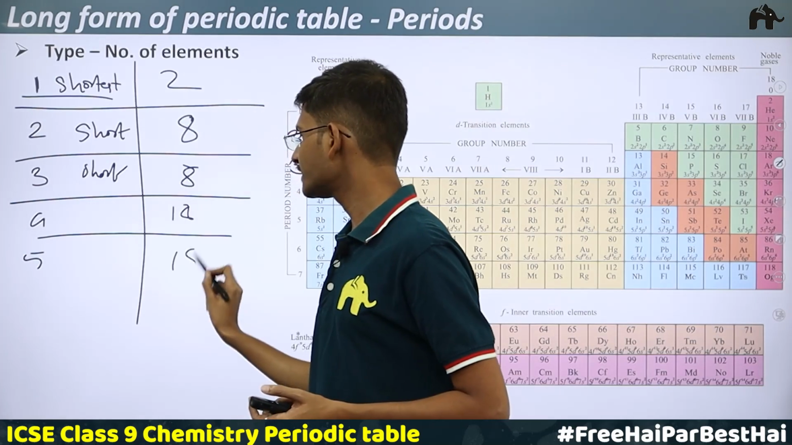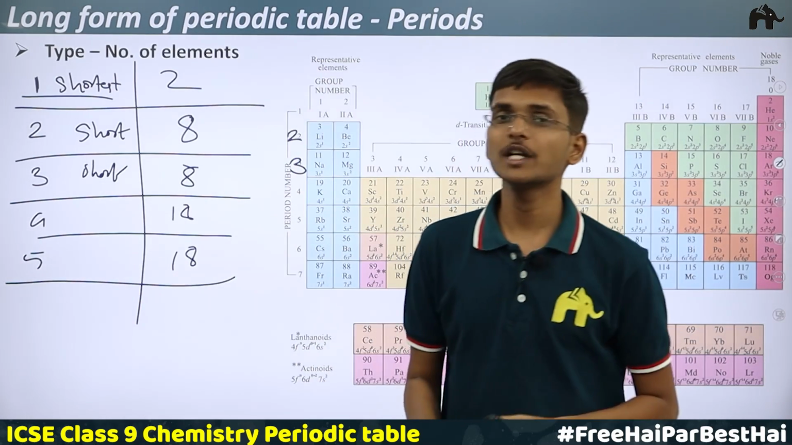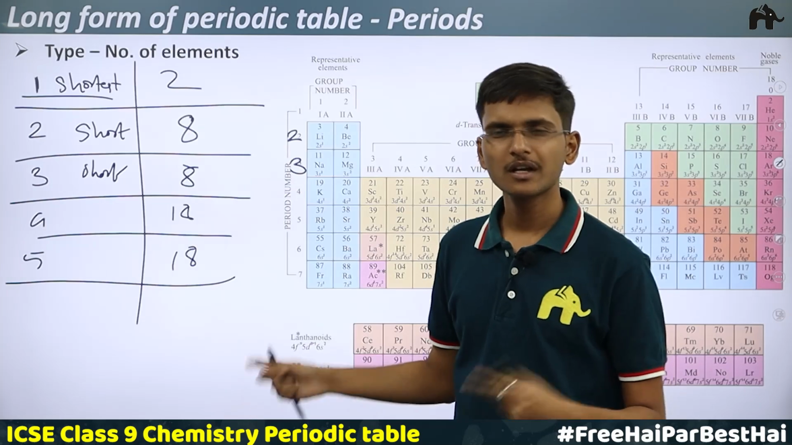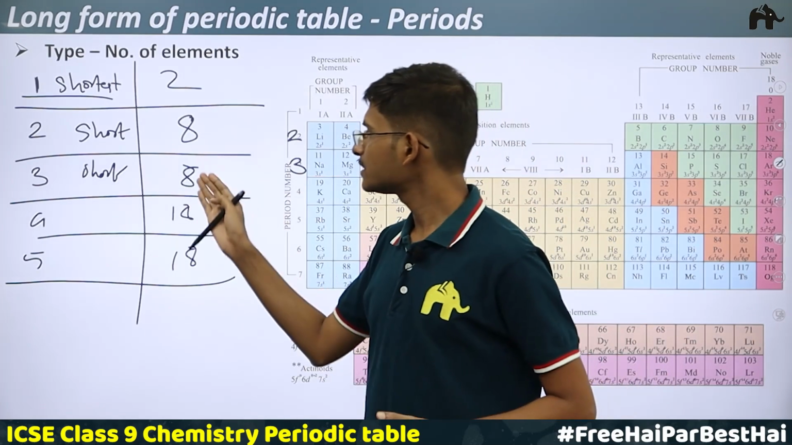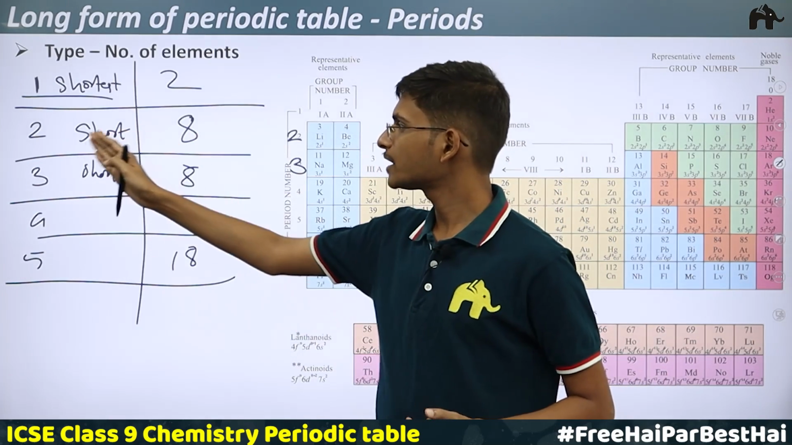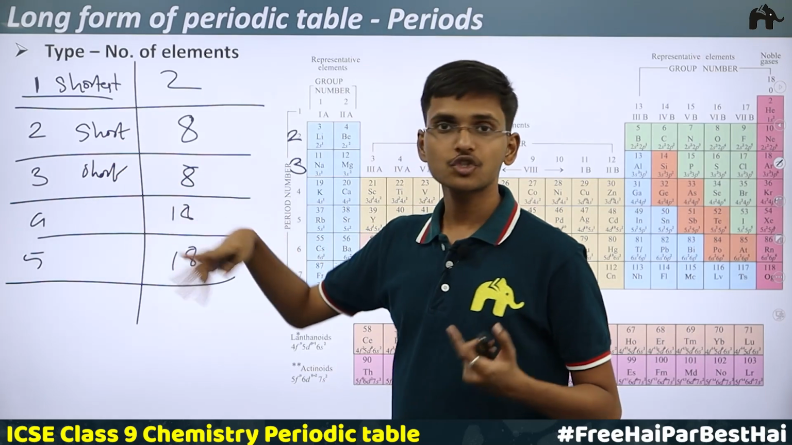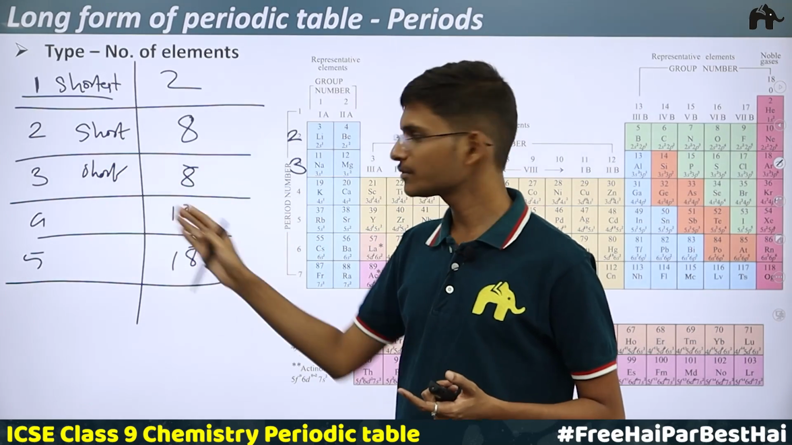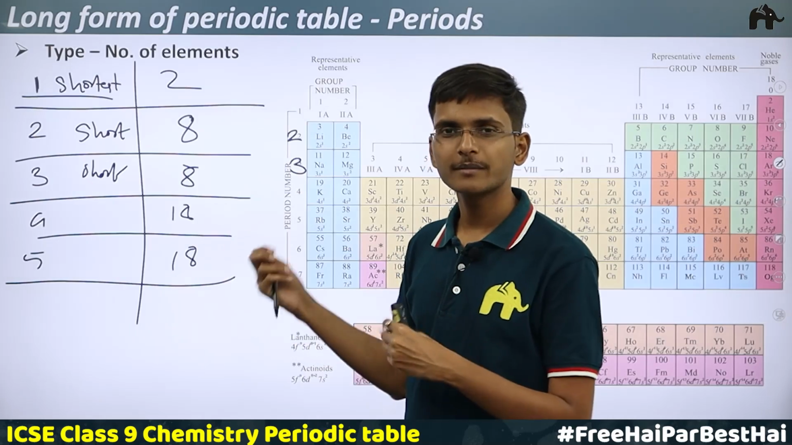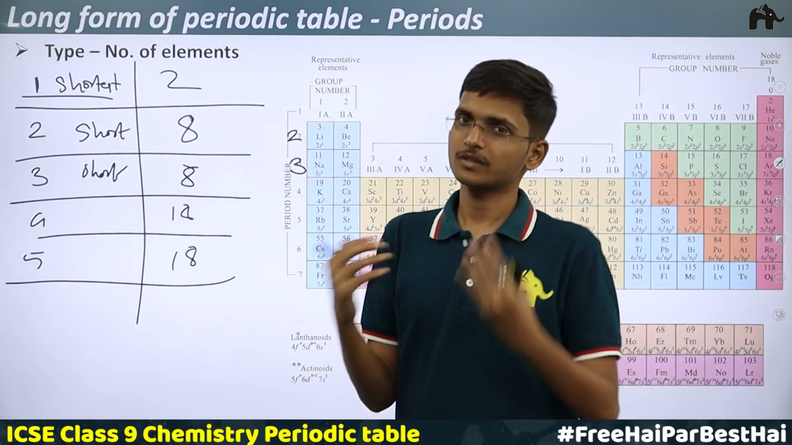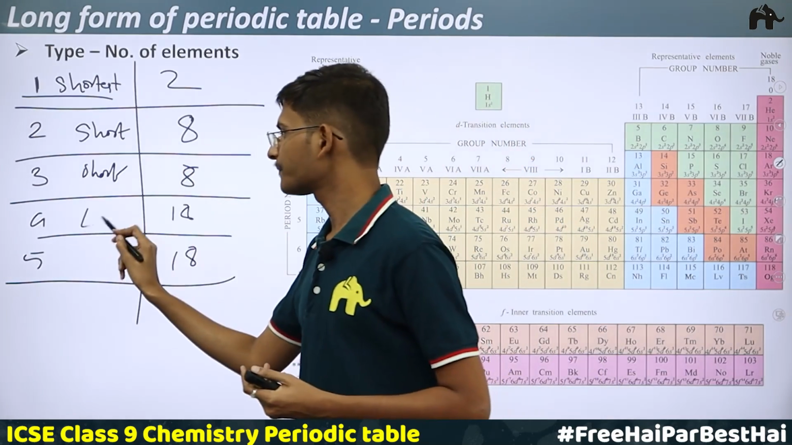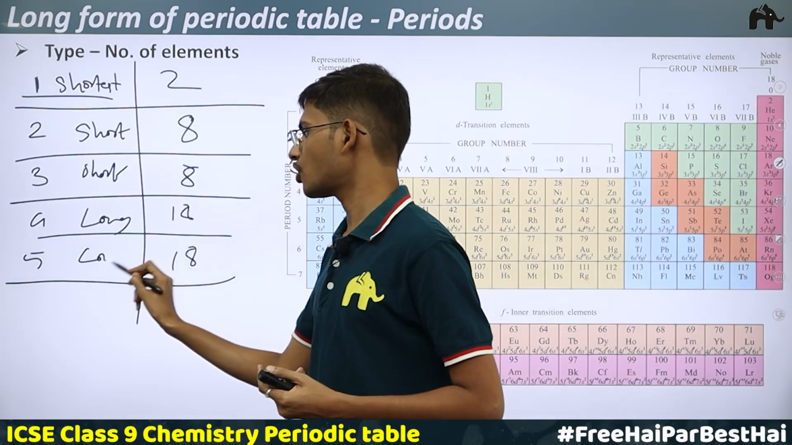has 18 elements. Now you tell me what would be their name then. It's quite obvious. Since period number 2 and 3 have 8 elements, their name is short. Since period number 4 and 5 have 18 elements, more number of elements, they would be something more than short, that is long, right? So these are called long periods.